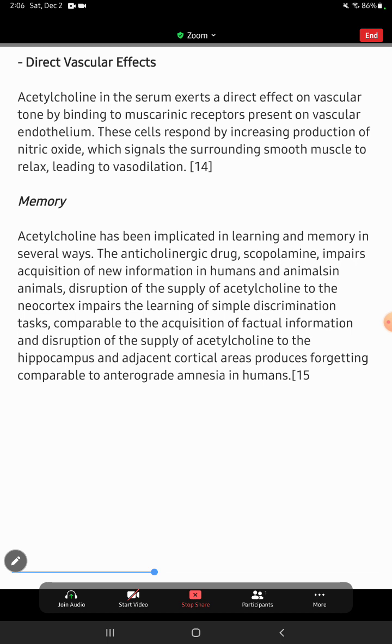Disruption of the supply of acetylcholine to the neocortex impairs the learning of simple discrimination tasks, comparable to the acquisition of factual information. Disruption of the supply of acetylcholine to the hippocampus and adjacent cortical areas produces forgetting comparable to anterograde amnesia in humans.